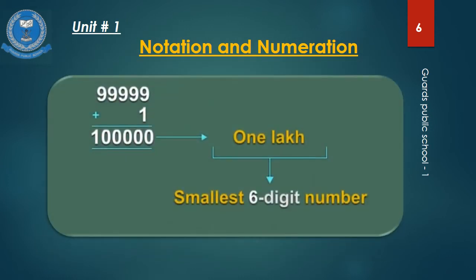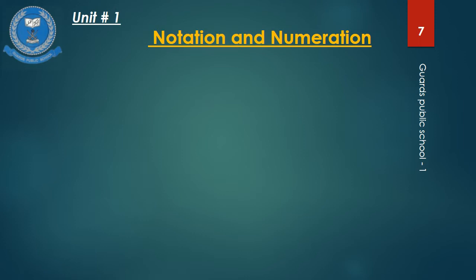Here, 99,999 is the greatest 5-digit number. If we add 1 to the greatest 5-digit number, we get the smallest 6-digit number, which is 1 lakh. Here, the digit 1 is at the lakhs place. It's difficult to read greater numbers.